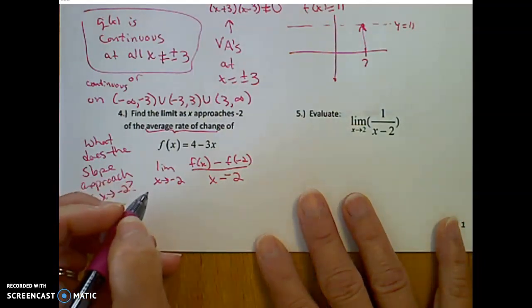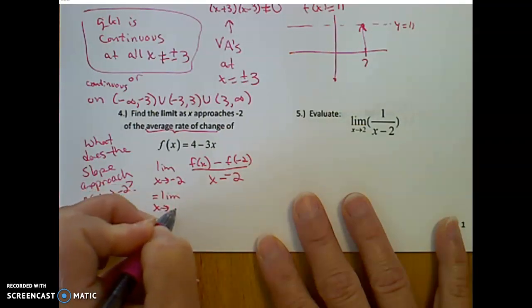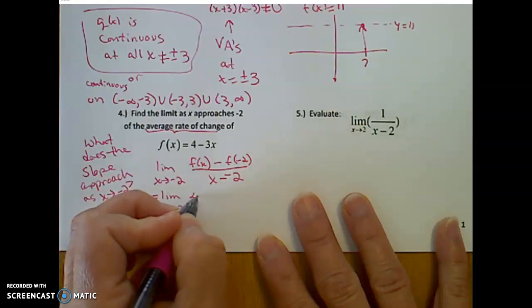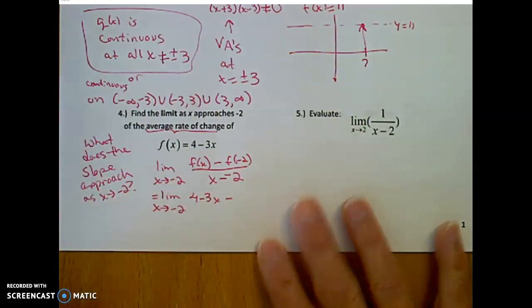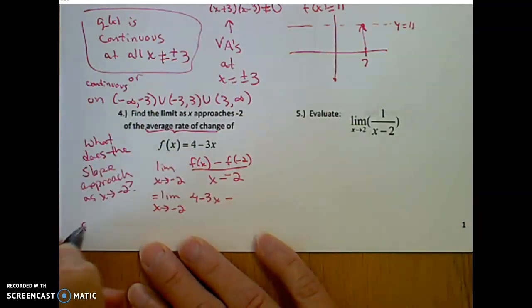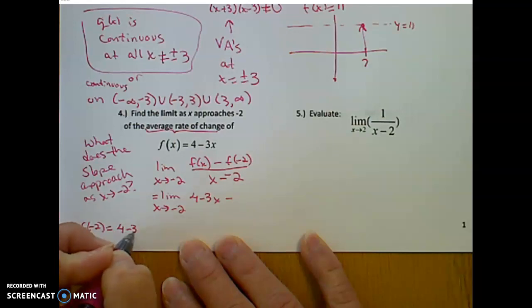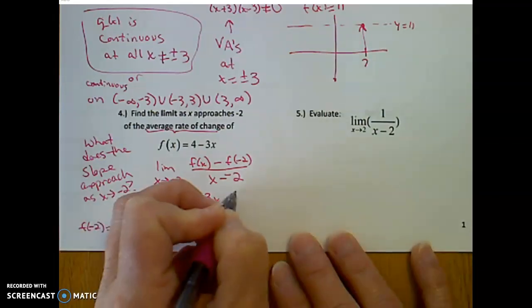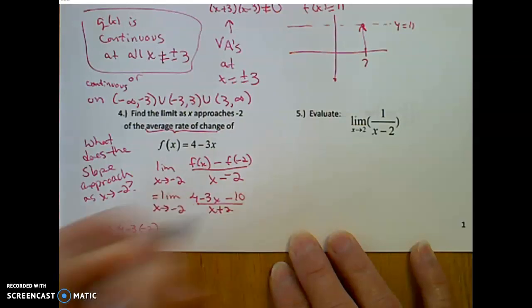Alrighty, let me clean that up a bit. So that is the limit as x approaches -2. What is f of x? That's the function itself, 4 minus 3x, minus. Off to the side, I need to find what is f of -2. What is f of -2? That's 4 minus 3 times -2, which is 4 plus 6, which is 10. Alrighty, all over x plus 2.